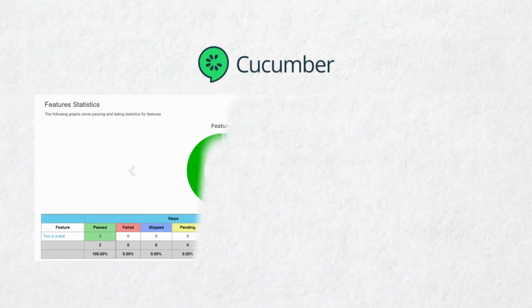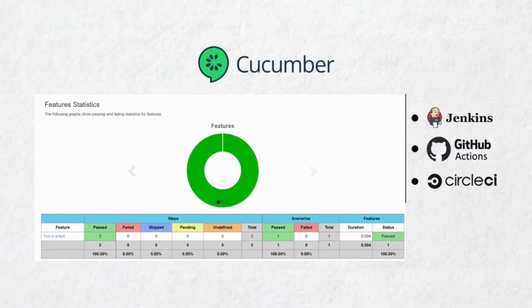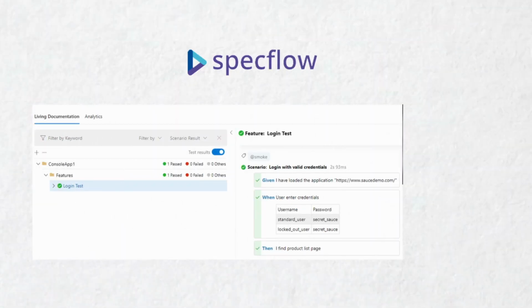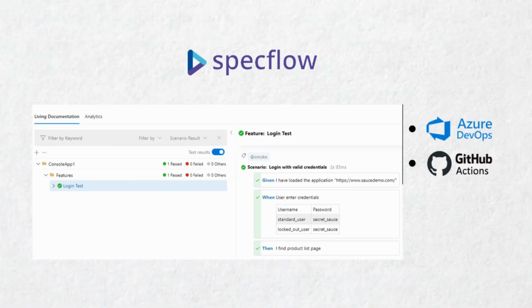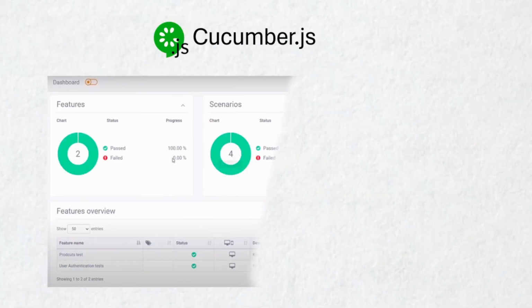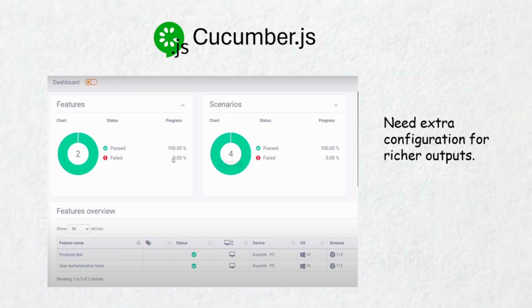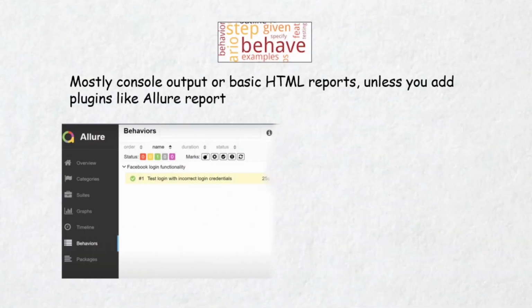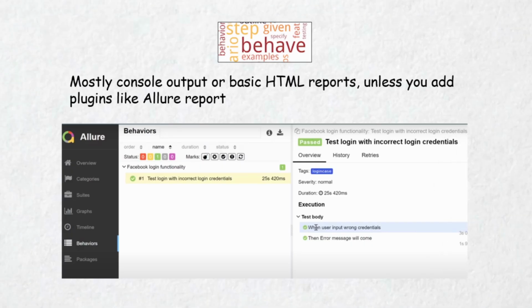Next up, reporting and CI/CD. Cucumber offers very nice HTML reports and integrates smoothly with Jenkins, GitHub, and other CI tools. SpecFlow gives you Living Doc, a rich documentation style report, and integrates easily with Azure and GitHub. Cucumber.js provides basic HTML reports, but you may need extra configurations for richer outputs. Behave's reporting is simple, mostly console output or basic HTML report, unless you add plugins like Allure reports.